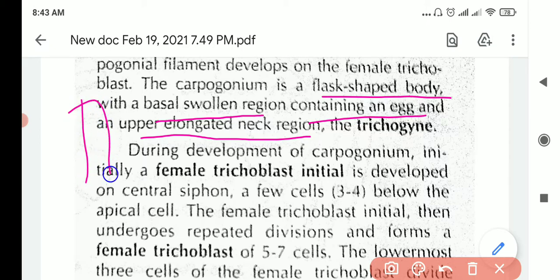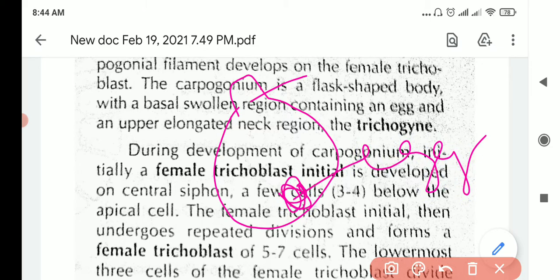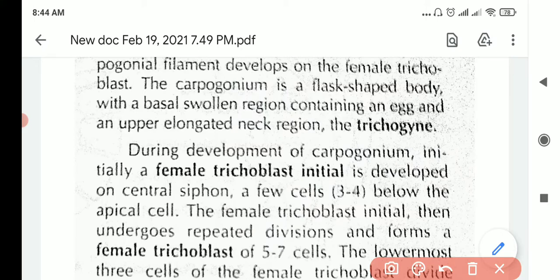Remember, in Lycopodium, the archegonium had neck cells and the egg was here. So very similar to that. It is like a flask like this. Then this is the neck, which is a little bit elongated, and this basal part will contain the egg. This is what I explained just now.